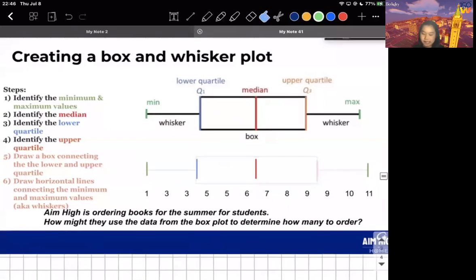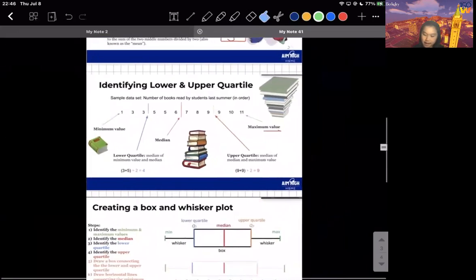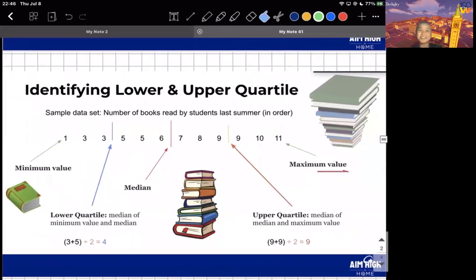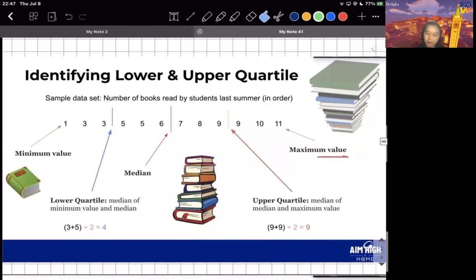Moving on. Oh, sorry. Before we move on to creating box and whisker plots, I think identifying lower and upper quartile is super important. So we've already defined these terms, right? Minimum, median, and maximum. But the 2 other important phrases and vocabulary we need to know are the lower and upper quartiles. So as defined here, the lower quartile is the median of the minimum value and the median.